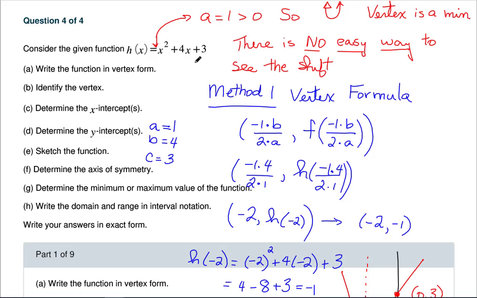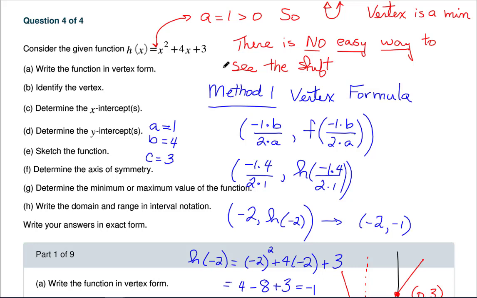We have h of x is x squared plus 4x plus 3. Well, the lead coefficient is a 1. Right? It's nothing there, so it's understood to be a 1. It's positive, so the parabola does look up. And the vertex is a minimum. But the problem is there's no easy way to see where this thing got shifted.